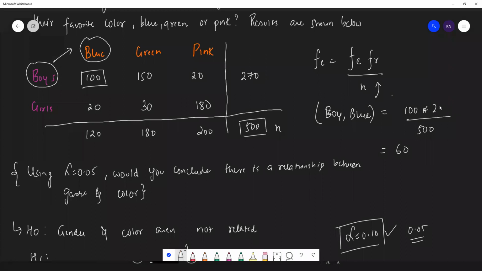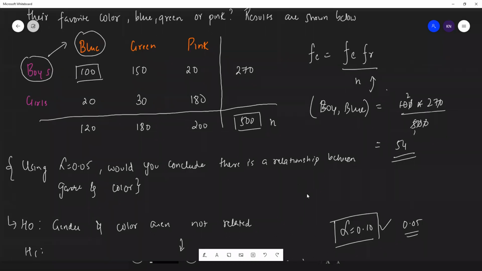So 100 multiplied by 270 divided by 500. Just do it, guys. I just wanted to make it a whole number, so because of that I did it. 5 ones are 5, 2 twos are 4, 27 twos are 54. Okay. So what is f of e of boys with blue? It is nothing but 54.